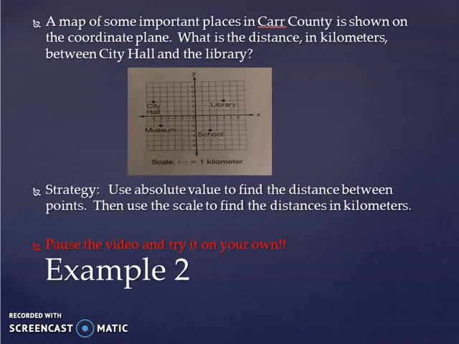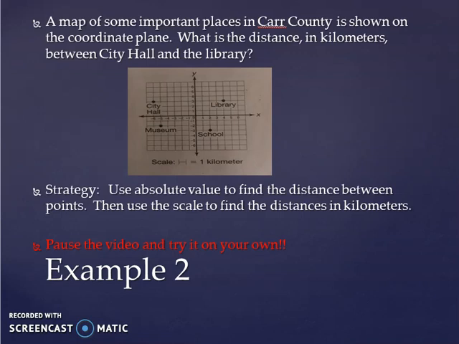So let's try example 2. A map of some important places in Carr County is shown on the coordinate plane. What is the distance in kilometers between City Hall and the library? So the strategy I want you to use is absolute value to find the distance between the points. Then use the scale to find the distance in kilometers.